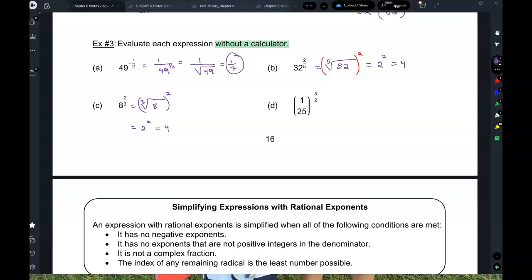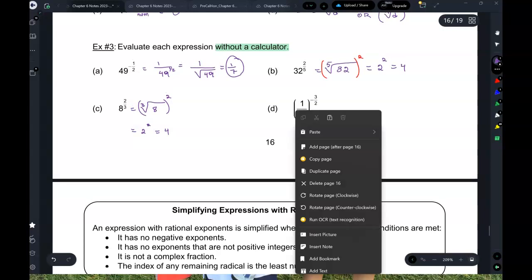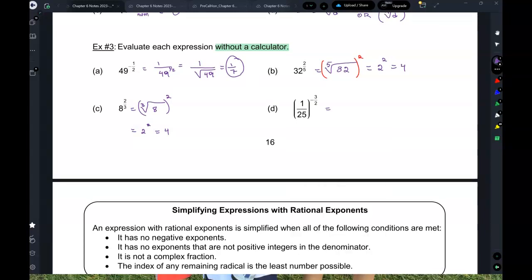Here, again, I have a negative exponent, so I have to take the reciprocal. Almost always outside. So I'm going to take the reciprocal of 1 over 25, right? So this will be 25 over 1 to the power of 3 over 2. Because when you see a negative exponent, it's almost debilitating. You can't even breathe until you fix that negative. Okay, now that we fixed the negative, I'm ready to move on.